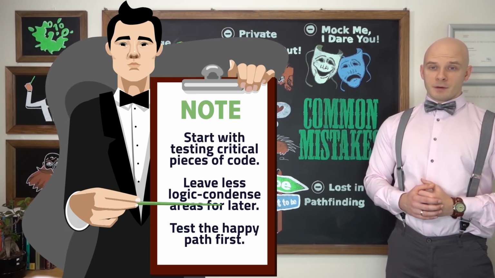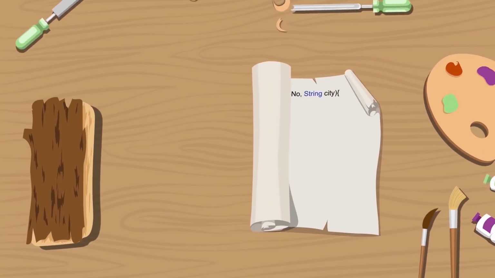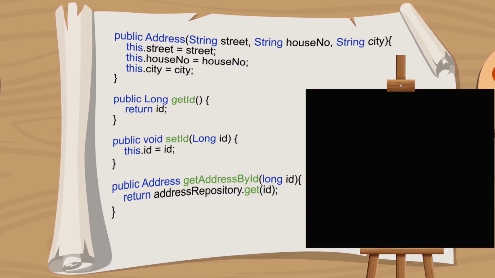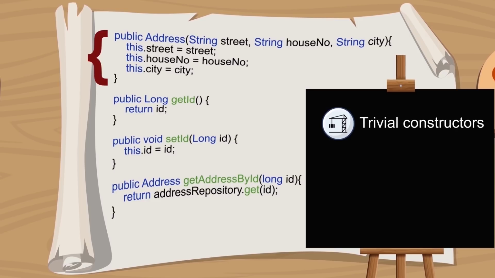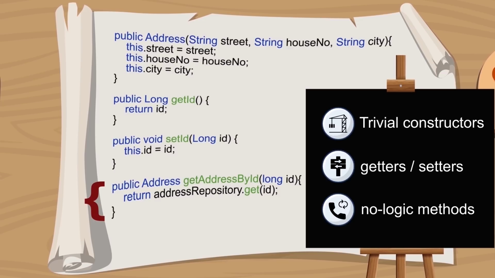Go for testing the happy path first, leave the exceptional cases for last. So unless you are promised an extra bonus for testing every written line of code, covering methods listed below would be just a waste of time. That is, trivial constructors, getters and setters, or methods that just call their collaborators.